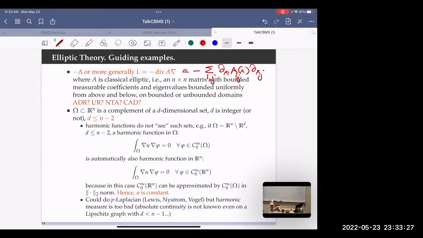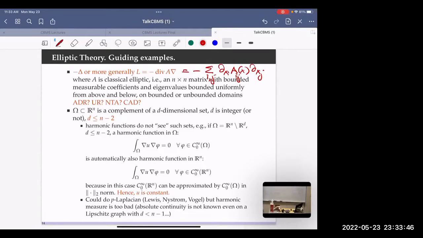Okay. So again, take a set of dimension d, which is an integer or not, but lower dimensional in principle. In that case, you cannot necessarily talk about this. If d is less than or equal to n minus 2, for sure, you cannot talk about the Laplacian. Harmonic functions would not see such sets.